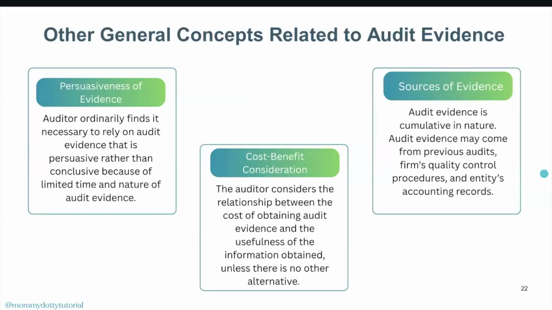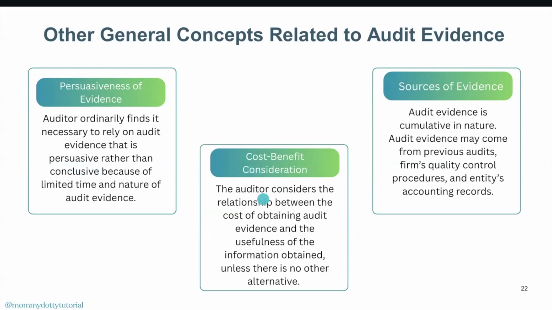Okay. Other general concepts related to audit evidence: persuasiveness of evidence, the cost-benefit consideration, and the sources of evidence. So on persuasiveness, the auditor ordinarily finds it necessary to rely on audit evidence that is persuasive rather than conclusive because of limited time and the nature of evidence. That's what I was telling you. It's not 100% that you will get 100% correct answers. It's only something persuasive, something that will make you think, okay, I'll rely on this because it makes me believe that this is fair.